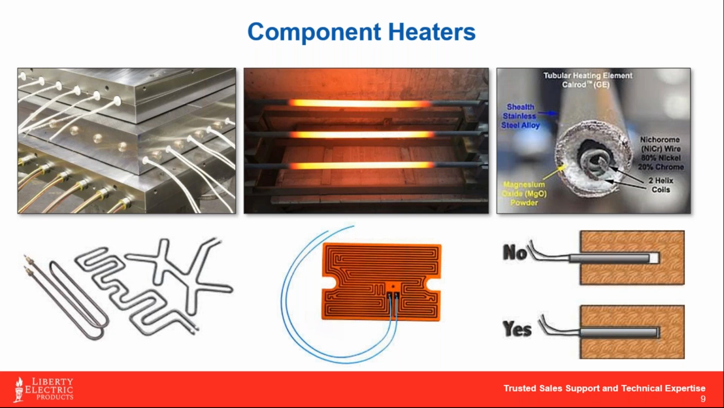The middle picture with the glowing orange rods there, those are just simple tubular Calrod elements. Those are found everywhere in industrial applications, and can be used even in radiant applications as well. The cutaway is a nice picture that shows you a bit of the anatomy of what's inside one of these tubular heaters, and they're actually quite simple. You've got a couple of helix coils with a resistance wire in there, and magnesium oxide as the insulator, and then whatever your outer sheath material is.